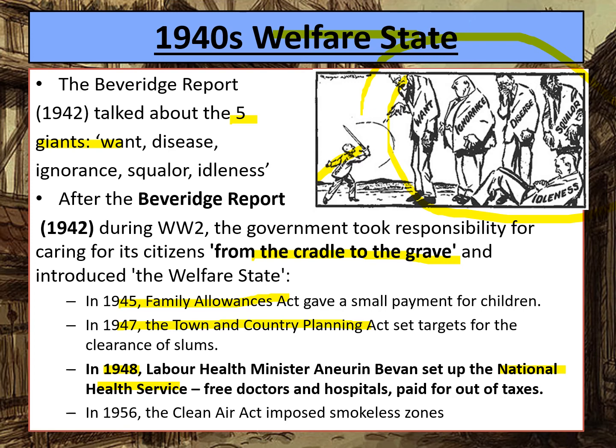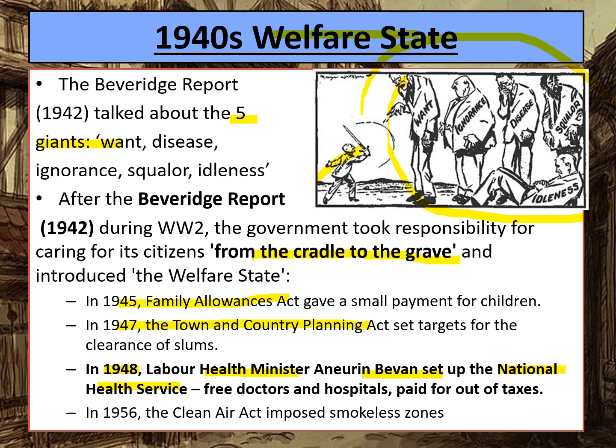It was actually created by the health minister at that point, somebody called Bevan. And this, for the first time, provided free doctors and hospitals, and it was paid for out of taxes. And this was a really radical idea at the time, but is now one of the foundations of British society. They have introduced other acts as well afterwards.